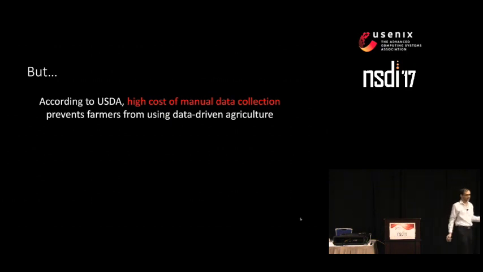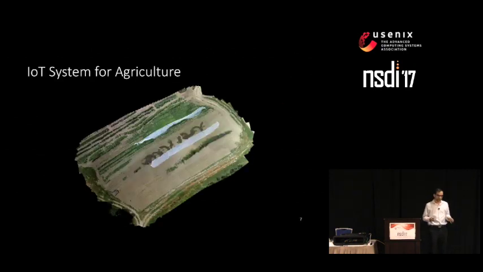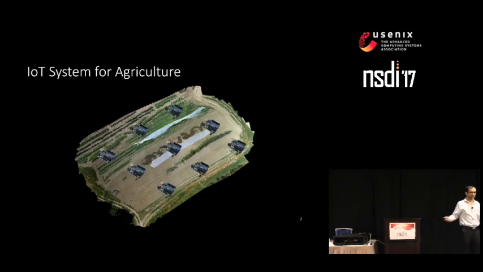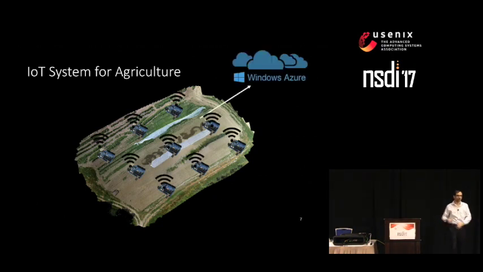But let's look at this problem again. The problem is manual data collection. We're networking researchers. We solve these problems every day, right? We take a manual data collection process and make it automatic. So let's try doing that. So let's try building an IoT system for agriculture. And let's start with something really, really simple. We take these sensors and spread them all across the field. And then we connect them to the internet using cellular connectivity. And then we send all this data to the cloud.